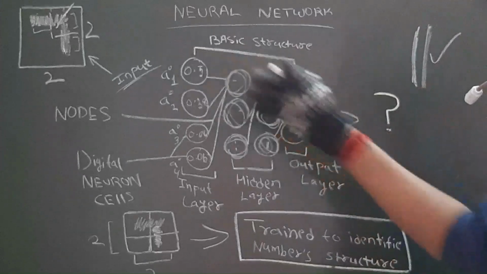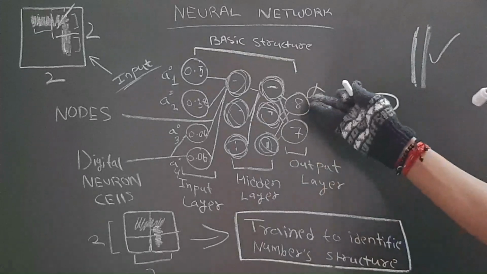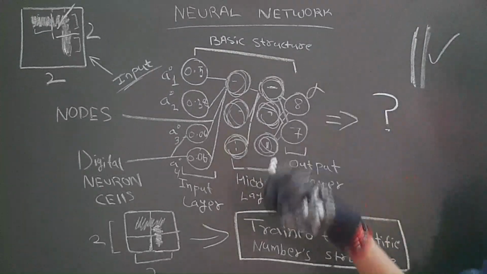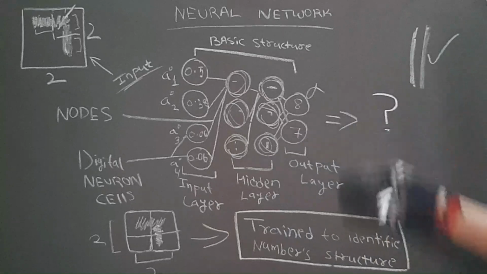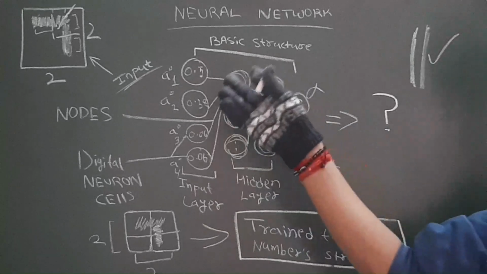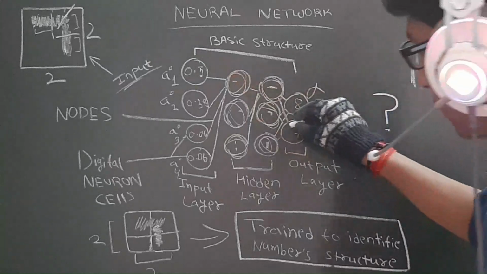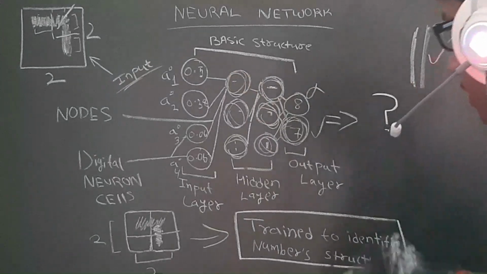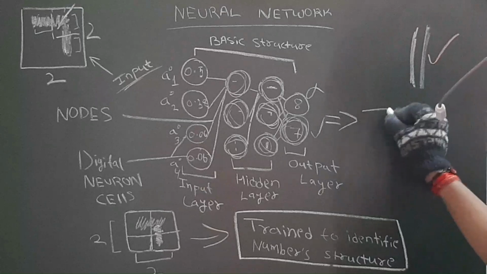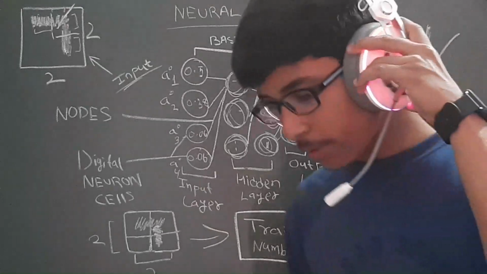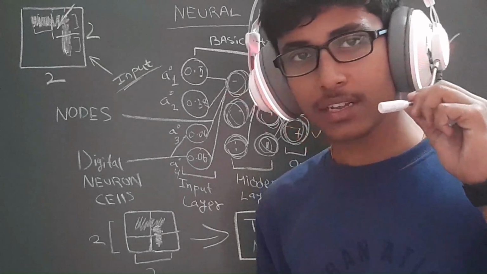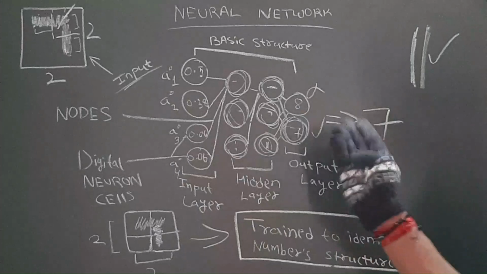It matches with the structure. 8 will never match because it has two donut-type structures, and this has a particular structure currently matching with the provided input data. So it will say, okay, let me light up the cell, and this is the output, and it will provide the output as 7. This is how the computer predicts that the data was identified as this.